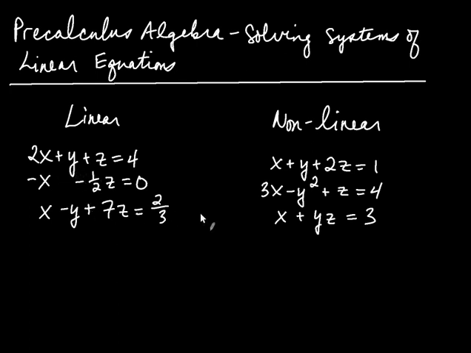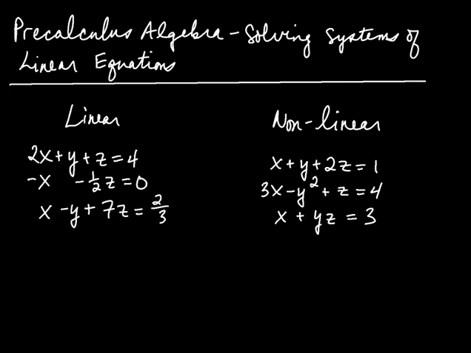subtraction. An example of a nonlinear system over here: first of all, I see y is being squared. That's never the case in a linear system. You never have a variable raised to anything but the first power. Second of all, I can see the y and the z are multiplied together, and that never occurs in a linear system. The terms containing variables are only connected through addition and subtraction. So here we're going to focus on solving linear systems.